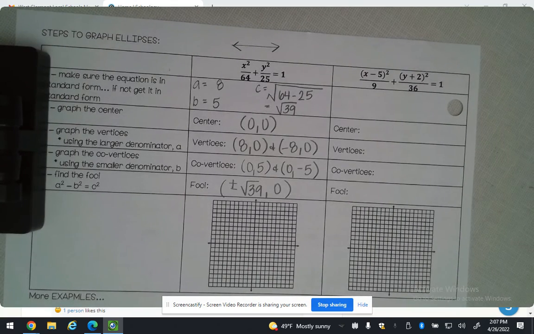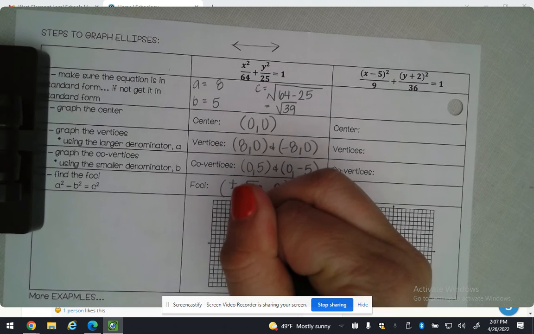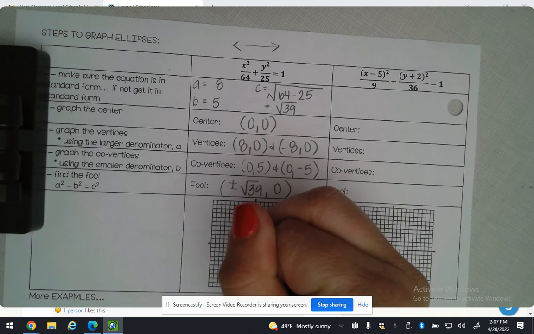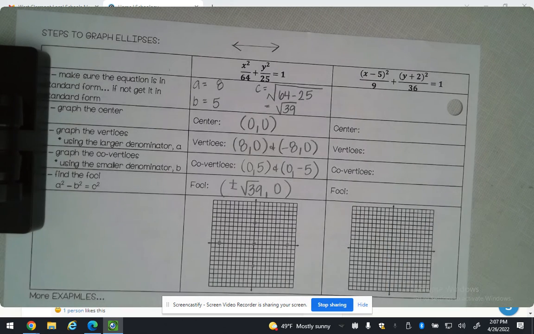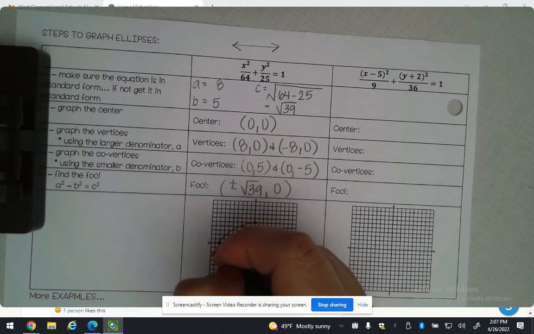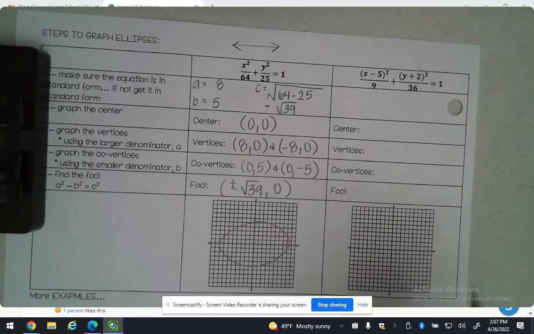Would I have you graph the foci? Why not? It's ugly. Could you graph the other pieces? 100%. You graph your center, your co-vertices, and your vertices, and you draw it just like that. It's got to be egg-shaped. If it looks like a circle, I'm going to mark it wrong. I expect to see those 5 points on every single graph. If we can graph the vertex or the foci, we will.